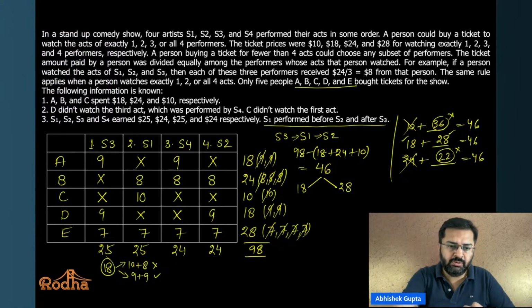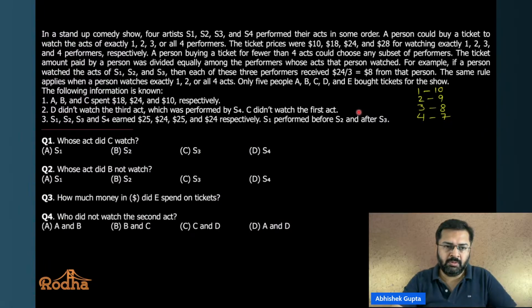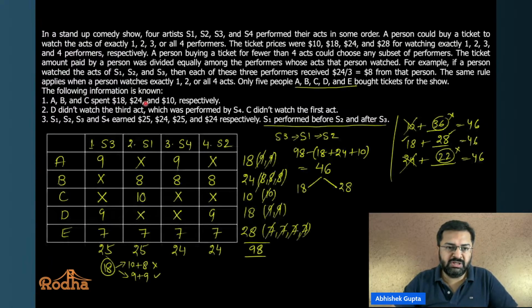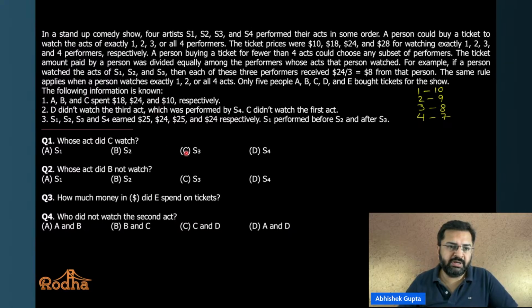Completed this? Very good. So let me just mark the answers to the questions as well. Okay, whose act did C watch? This is question number 1. Whose act did C watch? So C watched just one act. It was S1. S1 is option A.